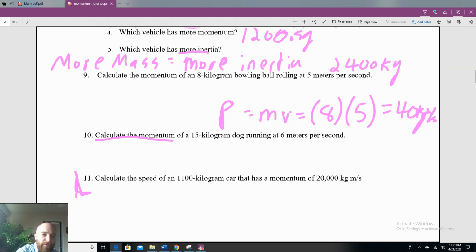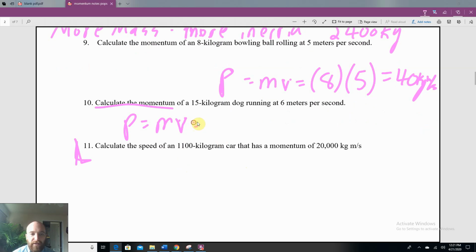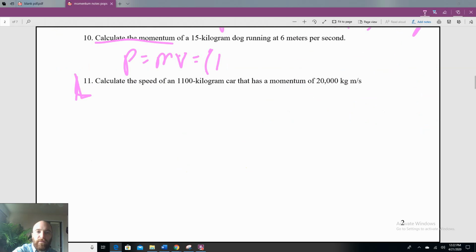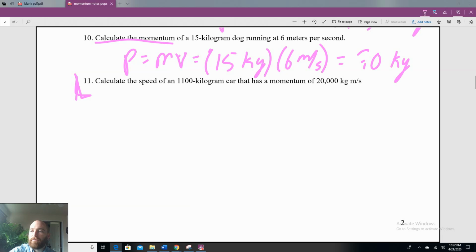Calculate the momentum. Alright, we have an equation for that. p equals mv. A little repetitive, but that's okay. Of a 15 kilogram dog running at 6 meters per second. Alright, so we've got a mass of 15 kilograms. We're moving at 6 meters per second. Looks like we're just going to multiply the two numbers to get 90. There we go.